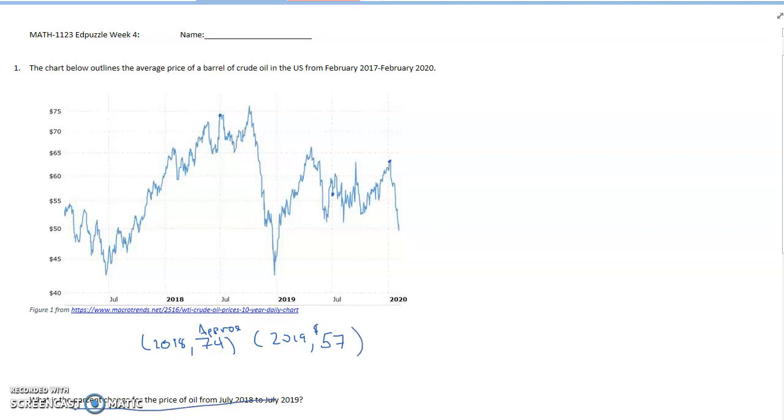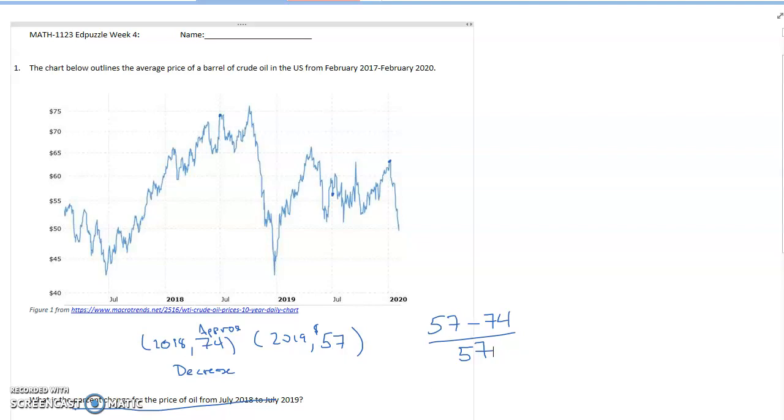We want to find the percent change. Now, was this a percent increase or a percent decrease? Well, we can see it went from 74 to 57, so we know this is a decrease. So how do we find this value? Well, if it's a percent decrease, we're going to take the price it is now, subtract it from the price it was in 2015, and divide it by the original.